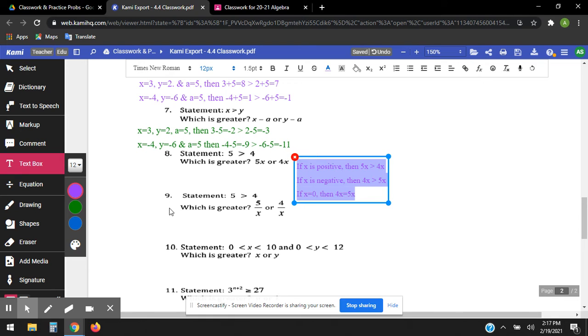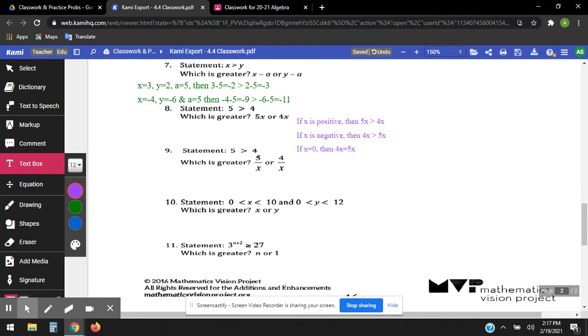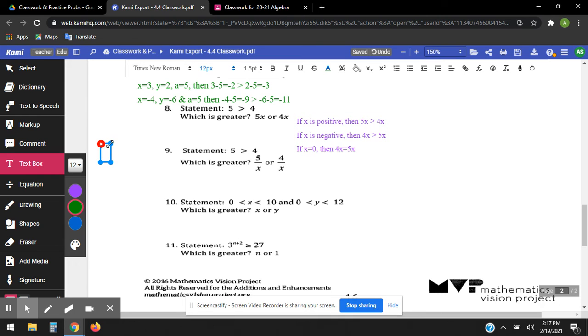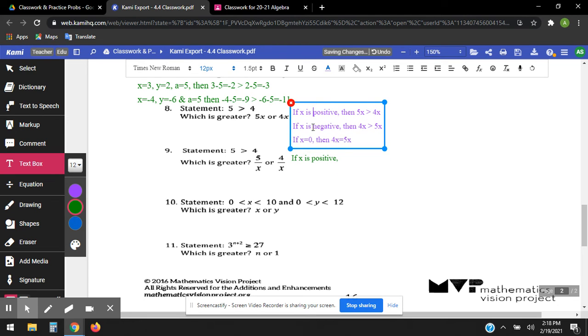All right. Next one, number 9. Which is greater? Now we're going to try the division piece on here. So let's try this idea again. If x is positive, we'll try it right underneath. We'll move this up a little bit. So if x is positive, let's just use a 2 in here.